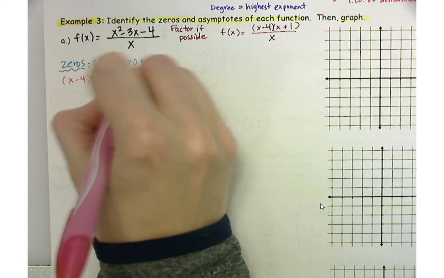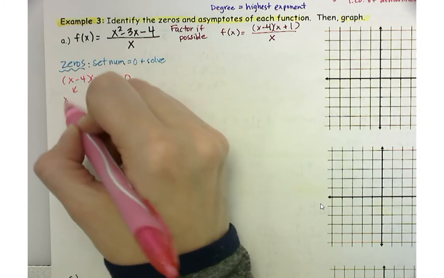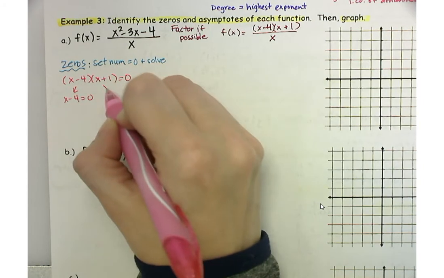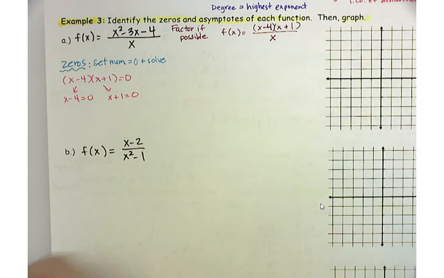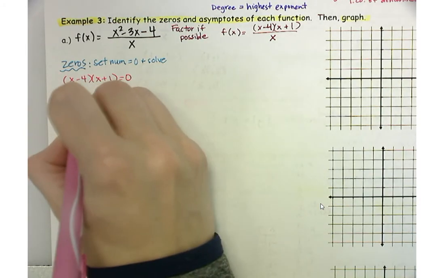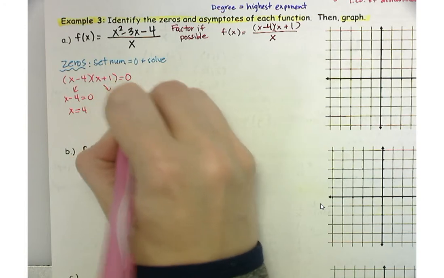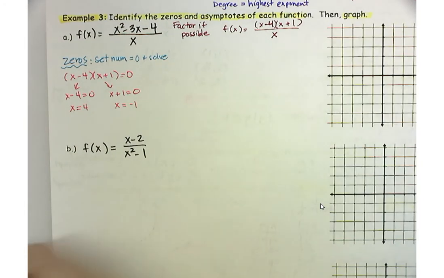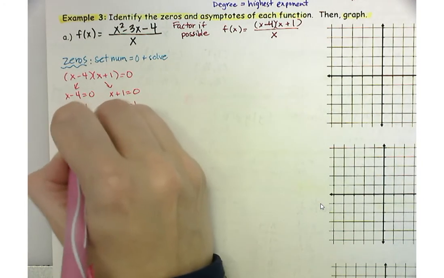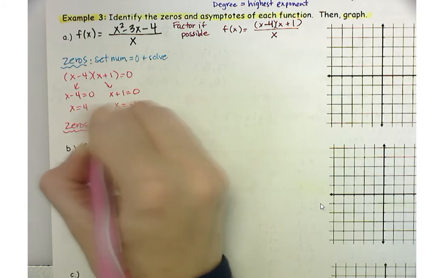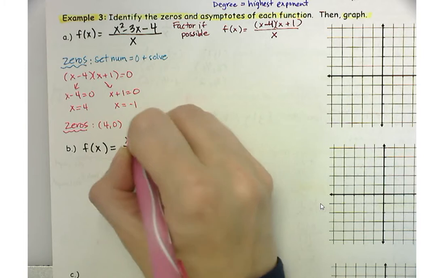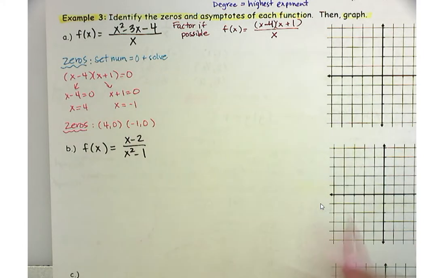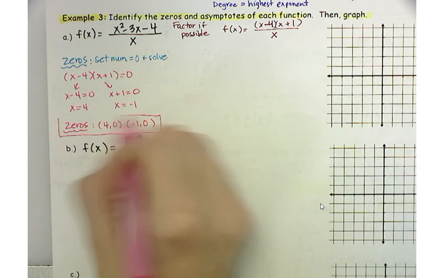Now we're going to find the vertical asymptotes, which is when you set the denominator equal to 0 and solve. Well, the denominator in this case is just x, so x equals 0. That's going to be your vertical asymptote. Okay, so I'm going to put that on my graph. Again, the asymptote is a dashed line, and then we're going to label that as x equals 0.